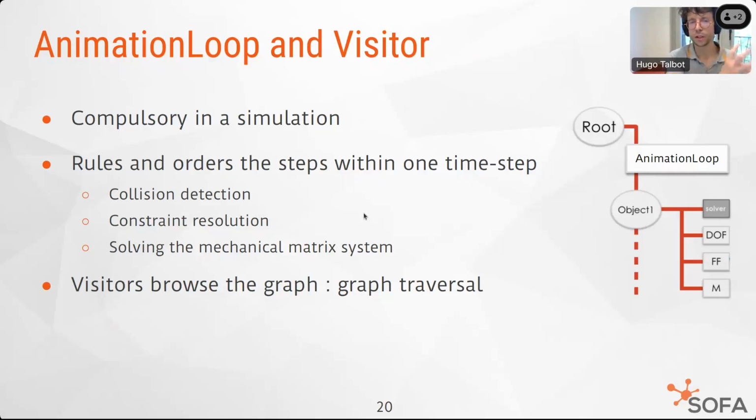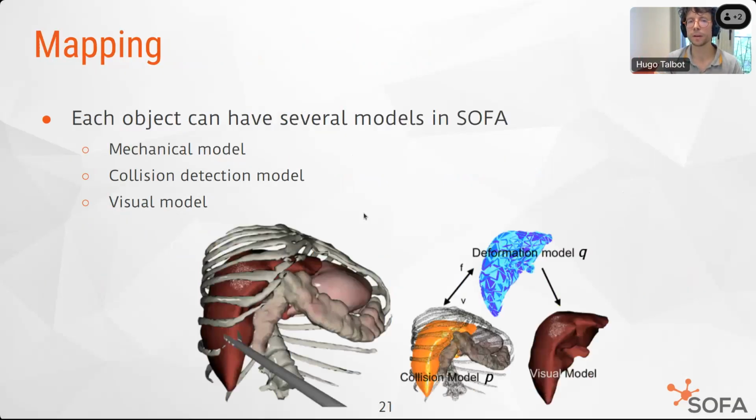So we use a scene graph. We have always in our graph a tool which is called an animation loop to rule what has to be computed within one time step.